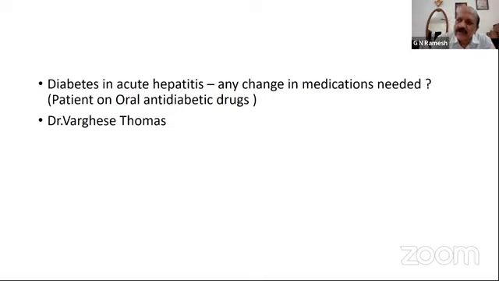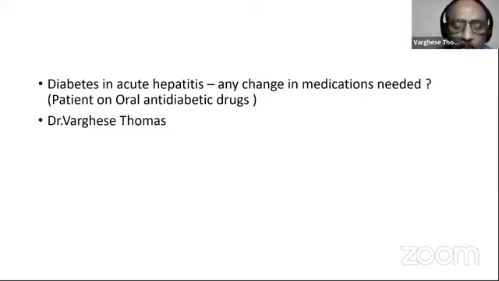Now, a patient who has diabetes presents with an acute viral hepatitis. He is a diabetic who's been well controlled with oral hypoglycemics, and metformin is also there in that prescription. Varghese, what would you do? The patient needs admission. He's got admitted. Fortunately, there are no complications of acute viral hepatitis, but we need to decide how best to control his diabetes. Would you continue with the drugs or would you change?